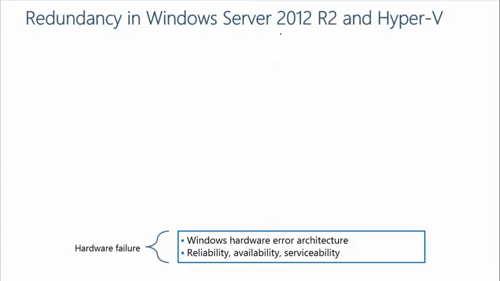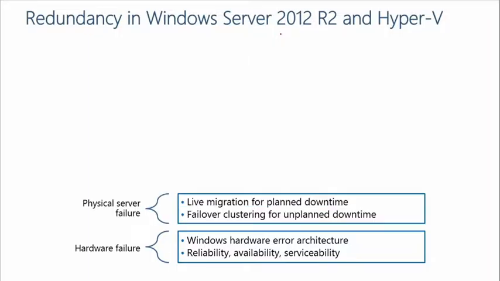So within Windows Server R2 and Hyper-V, what are the components we have in terms of preventing failure? First of all, for hardware failure, you cannot prevent hardware failure. You can only have two of them and have a standby for when it does happen. But there's some framework within Windows for being able to hot add memory and hot add hard drives, so that when things happen, you don't have to go down to recover from it. You can just recover from it. Within the physical server, there's live migration for planned downtime and failover clustering for unplanned downtime.